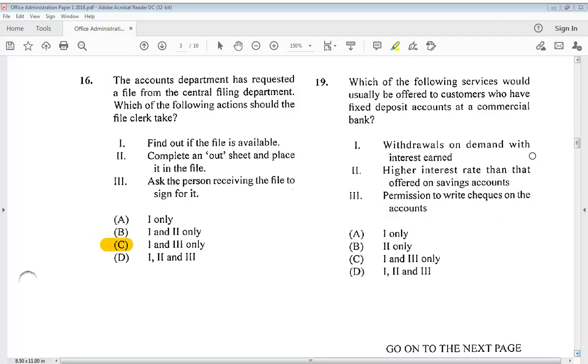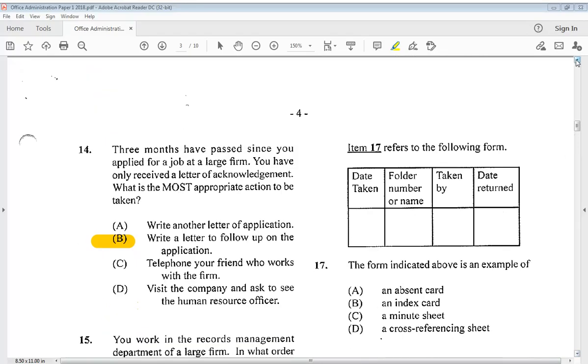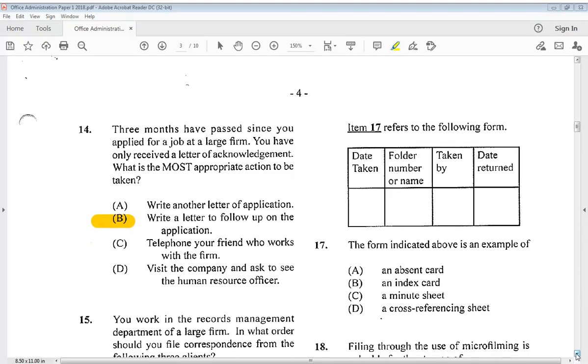Let's go to number 17. Item 17 refers to the following form. So we have date taken, folder number or name, taken by, date return. So the form indicated above is it A, an absent card, B, an index card, C, a minute sheet, or D, a cross-referencing sheet? We know it's not an index card. That's not a minute sheet either, nor is it a cross-reference sheet. So we know it is A, an absent card.